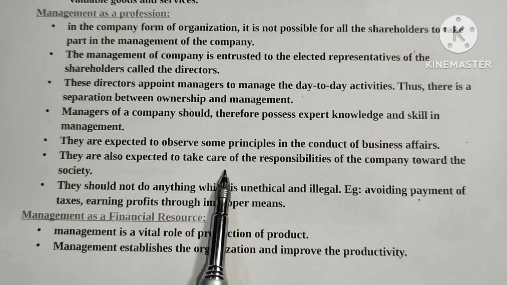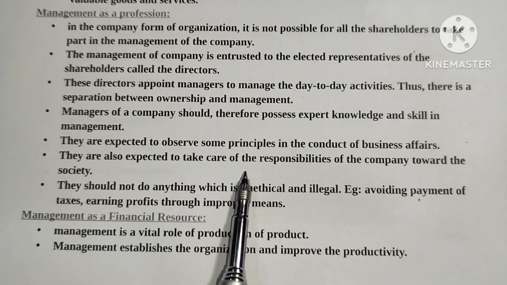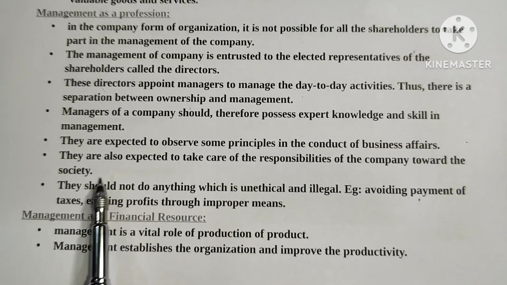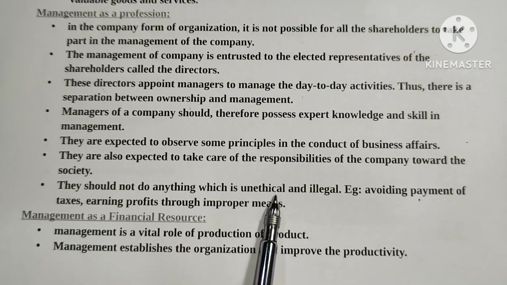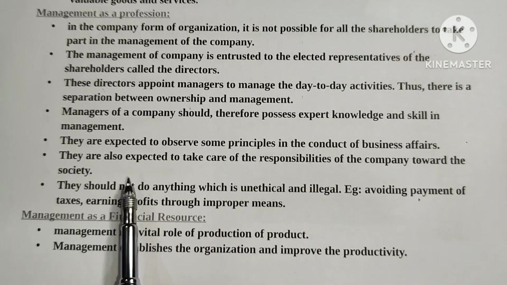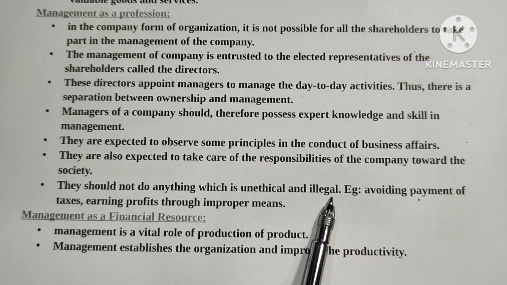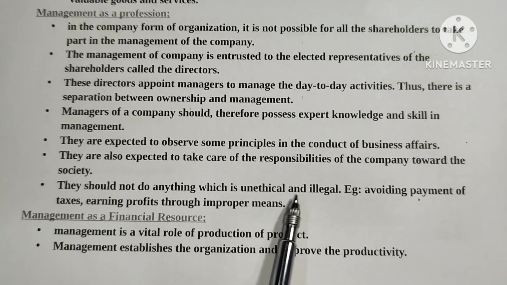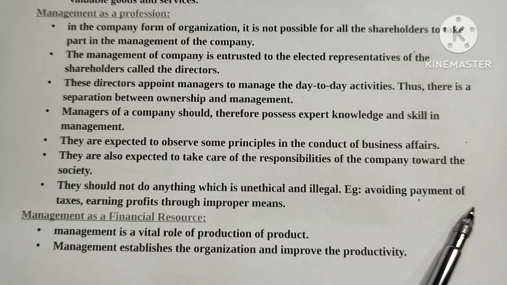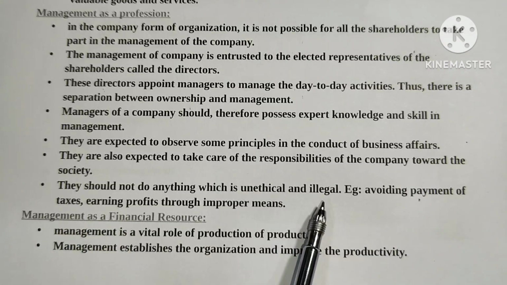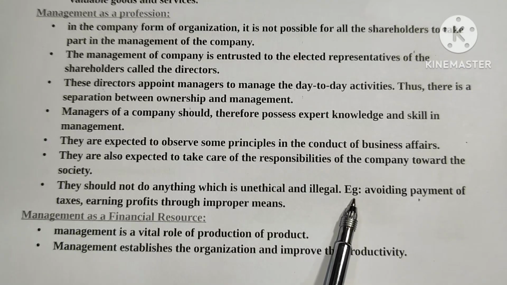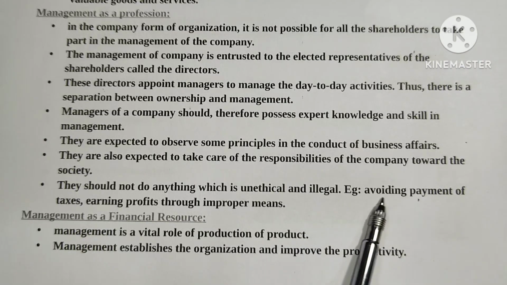Also, these people are responsible. If any mistake is made by the hospital, they are answerable. They should not do anything which is unethical and illegal. These managers should not do any unethical or illegal activities when they are running an institution or a hospital. Example, avoiding payment of taxes. Whatever benefits we get by running that hospital, you have to pay in the form of income tax to the government. That should not be avoided.